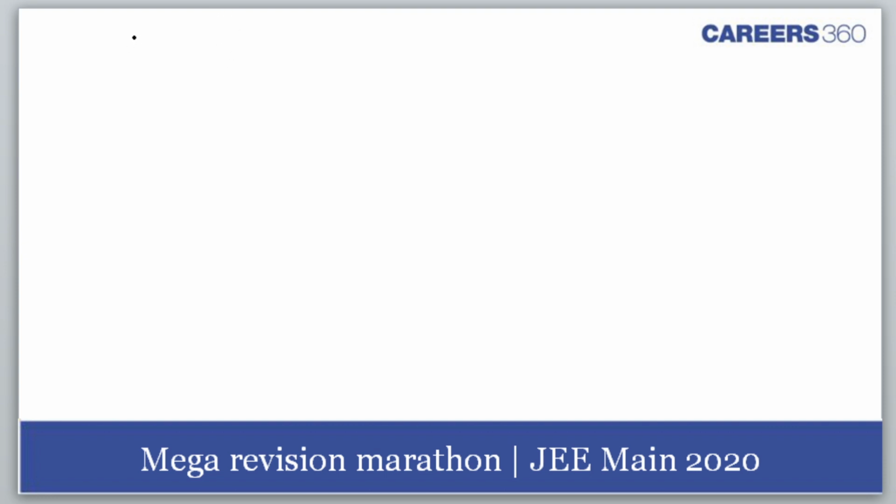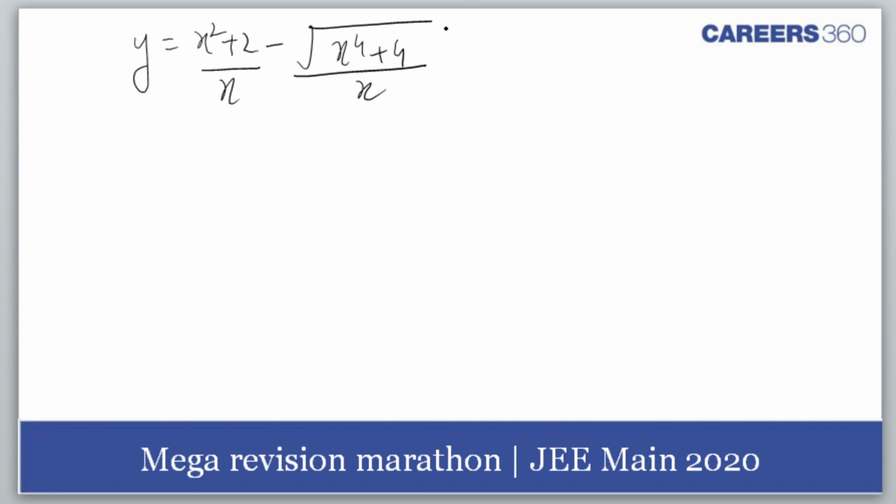No. So we have y is equal to x square plus 2 minus x to the power 4 plus 4, I'll take x below it. Now, what is this? This term is x plus 2 by x. Am I right? And this x goes inside the under root sign, it will become x square. So x square plus 4 by x square. Am I right? This is what it will become.